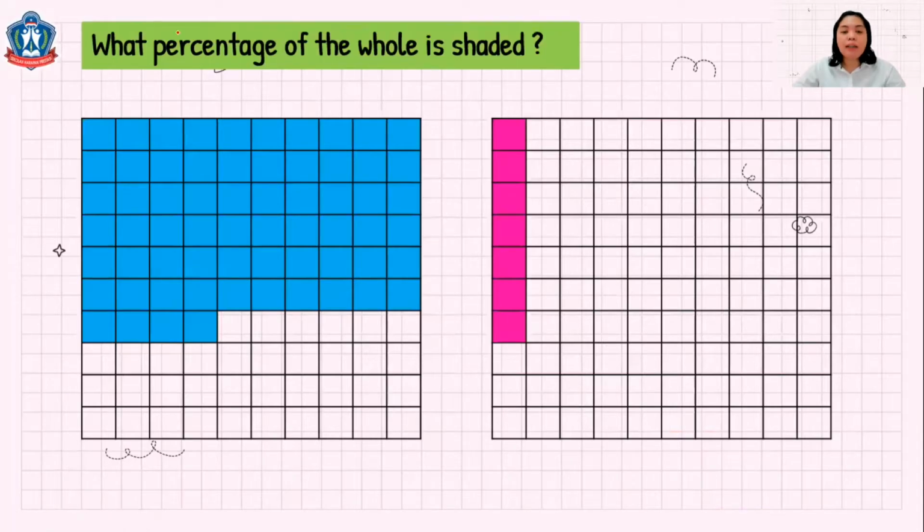Okay, how about these two? Can you find the percentage of the whole? For figure A, find what percentage of the whole is shaded with blue. And for the second figure, what percentage of the whole is shaded with pink? You can share your answers during our Zoom meeting. So again, remember, percentage is the part that is out of 100. So a whole should be divided into hundreds, like these two figures.